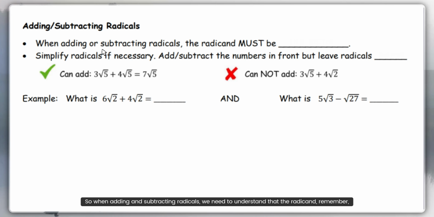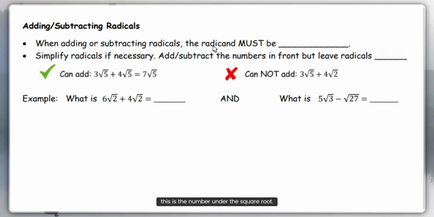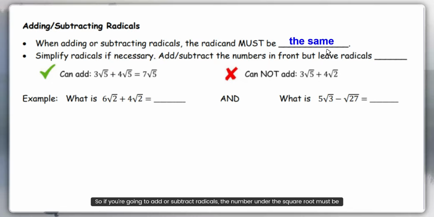So when adding and subtracting radicals, we need to understand that the radicand, remember this is the number under the square root. So if you're going to add or subtract radicals, the number under the square root must be the same, right? And we have to simplify radicals if necessary before actually checking, right? But what you end up doing if the radicals are the same is you add or subtract the numbers in front, but you leave the radicals the same.